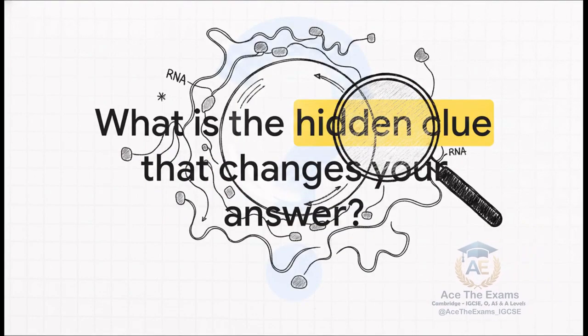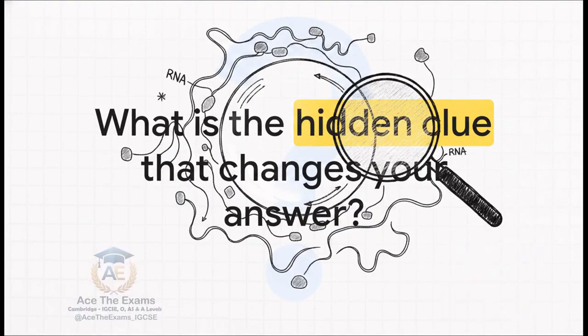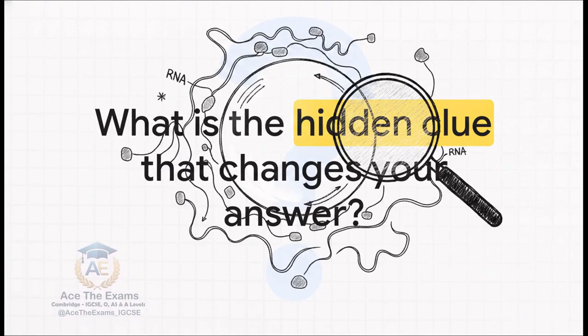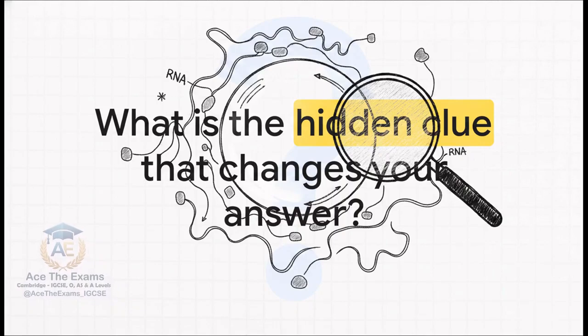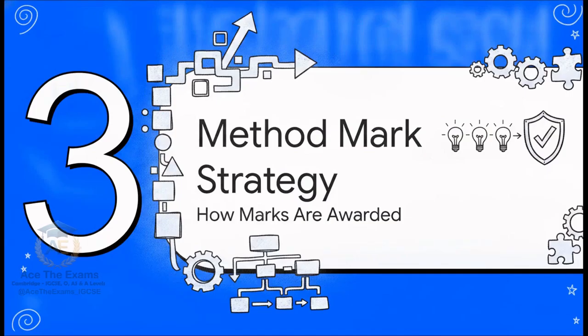Now, in just a moment, I'm going to show you a hidden examiner clue that changes your answer completely. But listen, you cannot afford to miss the framework we're about to cover next, because without it, that hidden clue is completely invisible. You literally have to have the right lens to spot what the examiner is secretly asking you to do. Let's dive into Section 3, the method mark strategy.